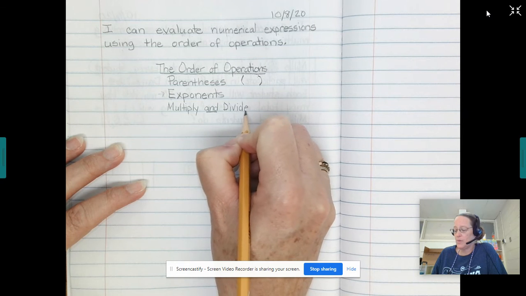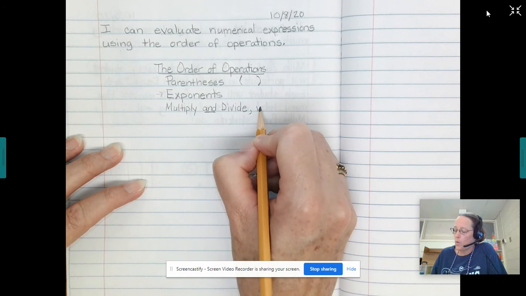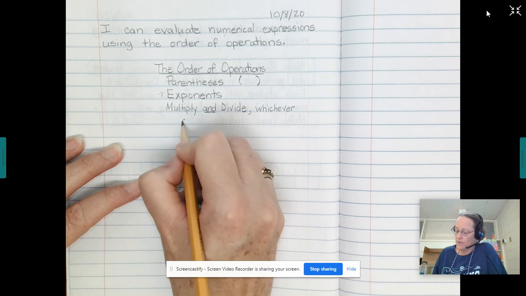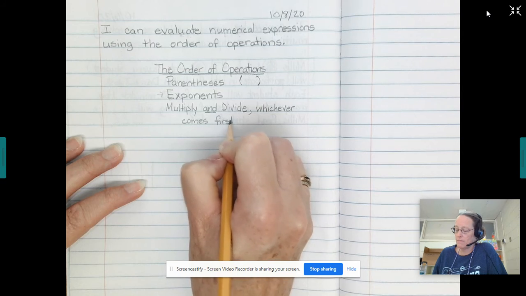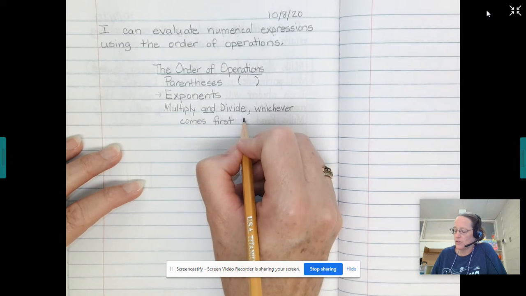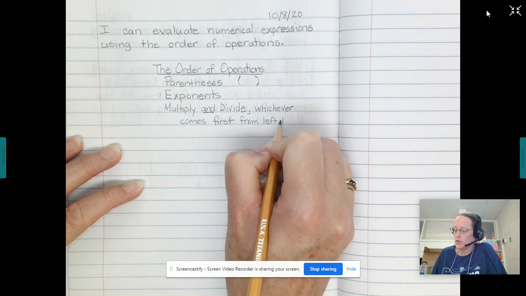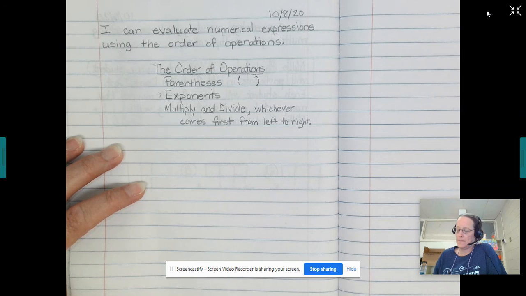But there's something super important here. Whichever comes first in the expression from left to right. Whichever comes first from left to right. Okay, and remember, you can pause the video at any time and catch up.